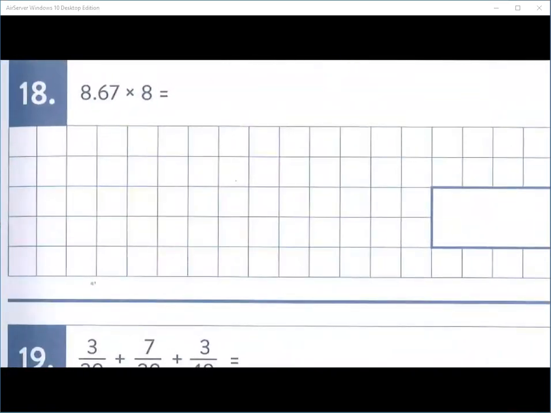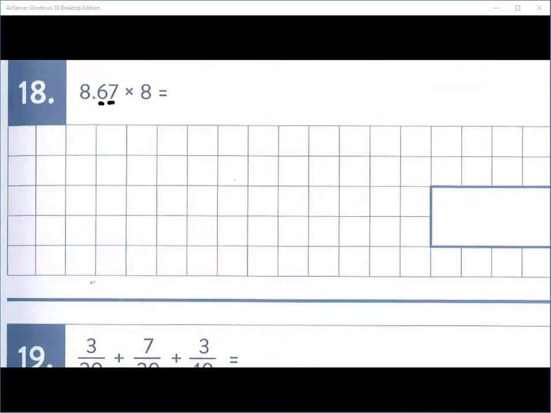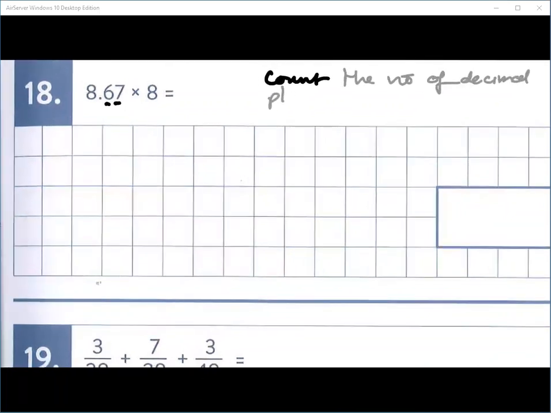Right, let's have Minal, please. Join me. Okay. So in this question, you just have to do column multiplication. Before we do column multiplication, what do we do first? So we have to count the decimal places. Remember, we're not counting points, we're counting places.